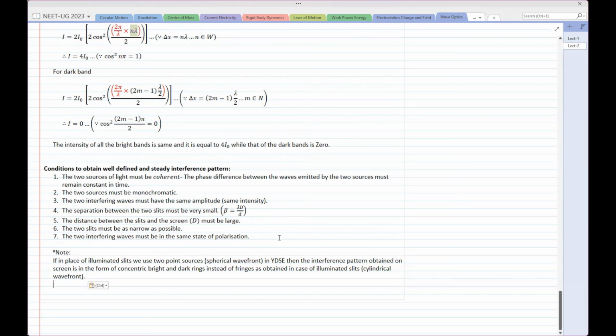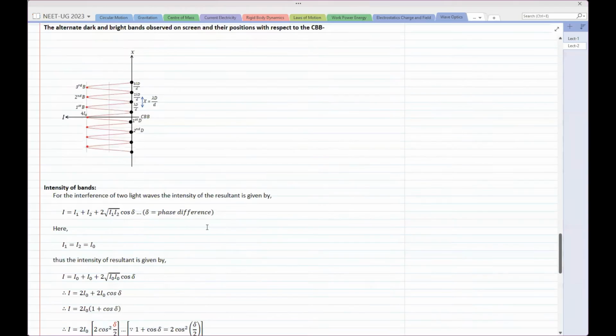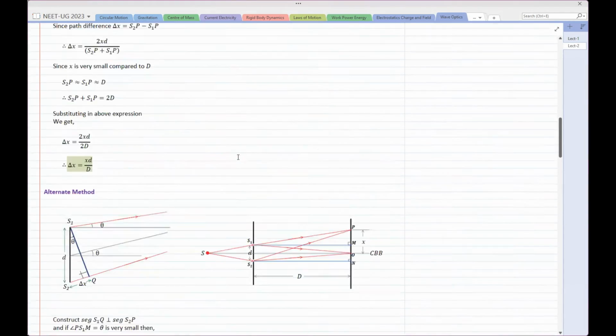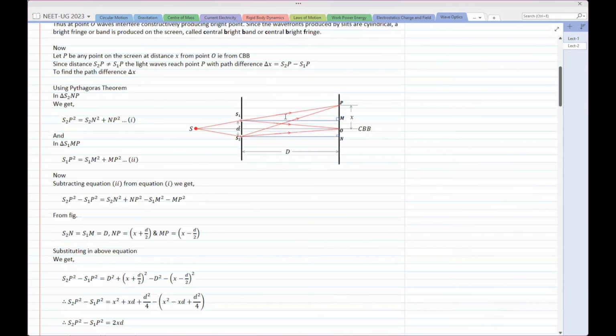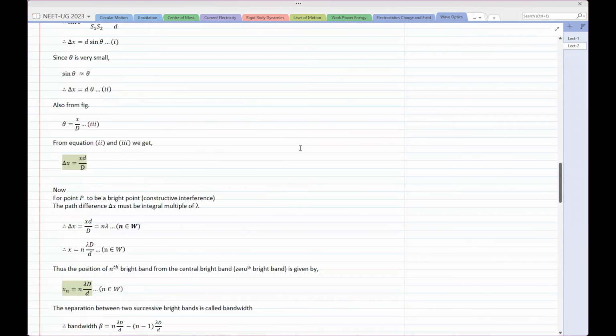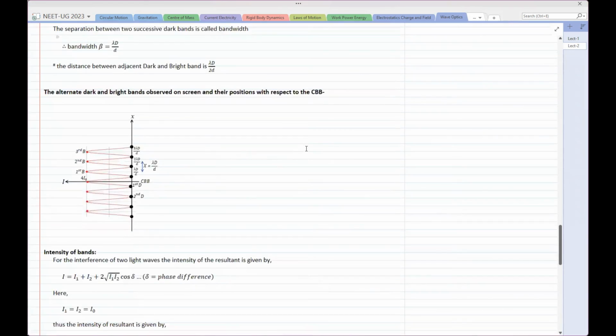Okay, so we'll stop here today. I'll send you all these things. Go through it once again. These derivations are important for your board exam also. They ask you to derive these things. So please make sure that you know how to write down these things.